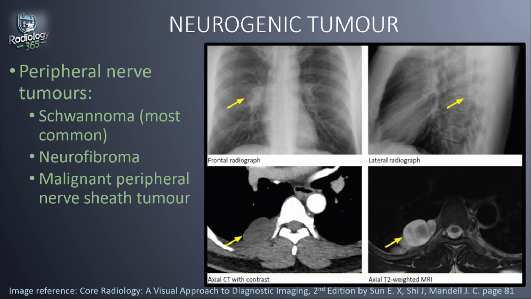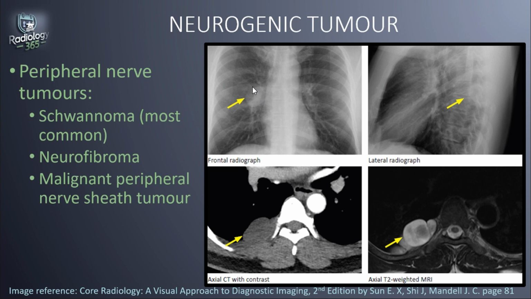sheath tumor. Now, peripheral nerve sheath tumors, which are more common in adults, like I said earlier, include schwannomas, which are the most common amongst the group, neurofibromas, and malignant peripheral nerve sheath tumor. In these images, we see a schwannoma, and this frontal radiograph shows a round opacity overlying the right hilum with the hilum overlay sign. You can see the vessels crossing it, meaning it is not a middle mediastinal mass.